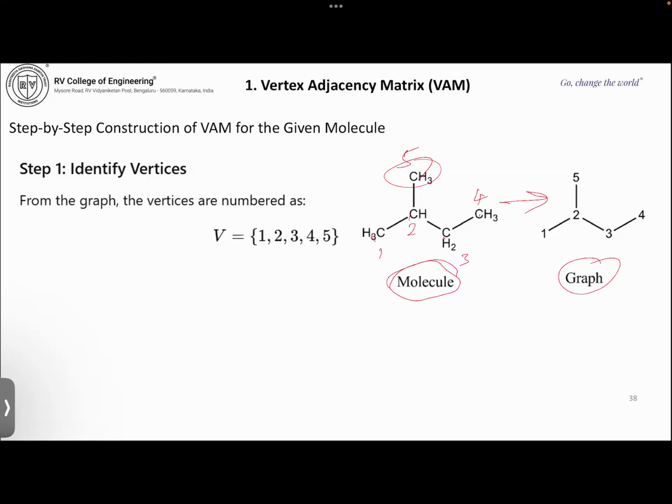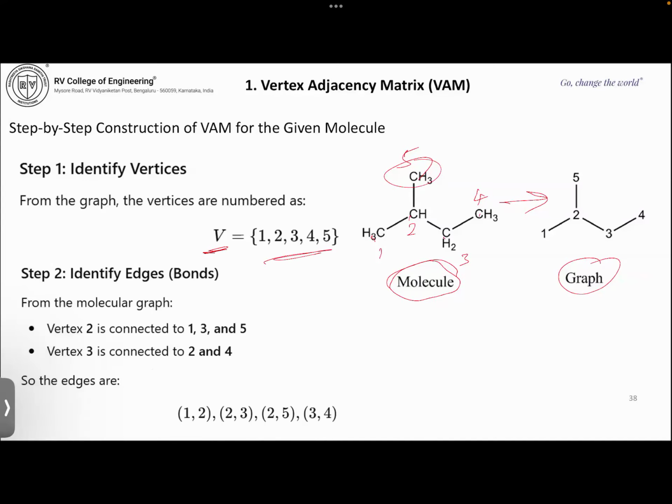Then you should number it. If they have not numbered, each vertex should be numbered like 1, 2, 3, 4, 5. The first step is to identify the vertices. There are 5 vertices in this molecule. Once you identify the vertices, identify the edges. Vertex 2 is connected to 1, 3, and 5, so vertex 2 has 3 edges. And vertex 3 has 2 edges.